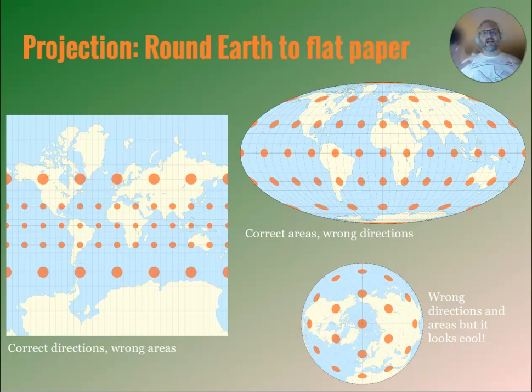That the sizes of things are getting distorted to be larger farther from the equator. But they all stay perfect circles. Right? Directions are kept accurate, so the shape of the circle doesn't change. It just gets bigger in some areas.